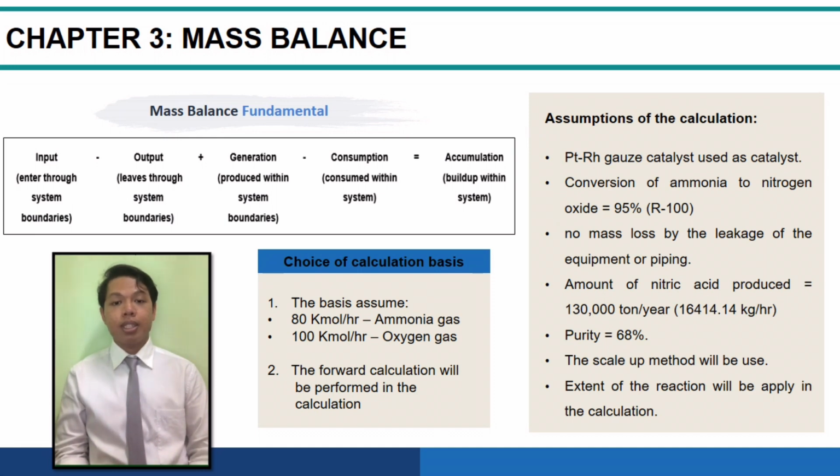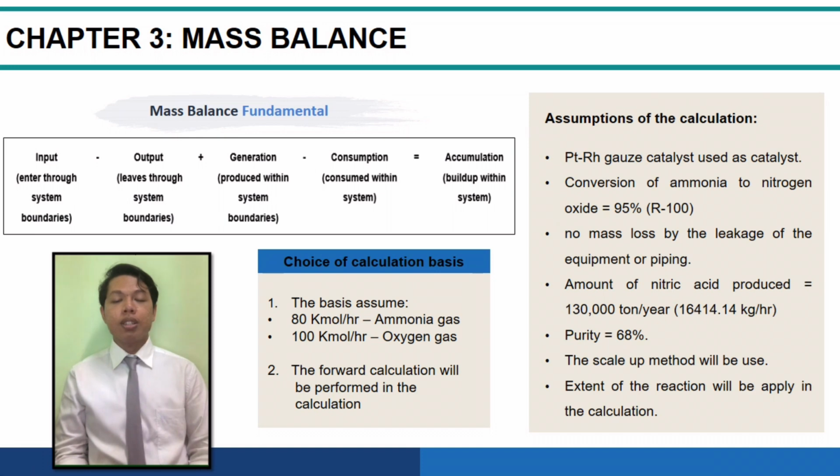Before I proceed, I will do some recap on the mass balance fundamentals. As shown in the equation inside the slide, the mass balance fundamental is input minus output plus generation minus consumption equals accumulation. So for the basis of our calculation, we assume 18 kmol per hour of ammonia gas and 100 kmol per hour of oxygen gas. The forward calculation will be performed in the calculation of our mass balance in producing nitric acid.